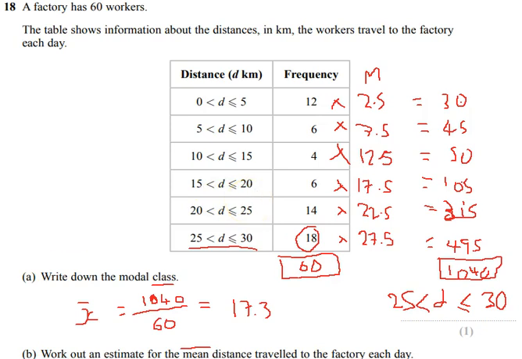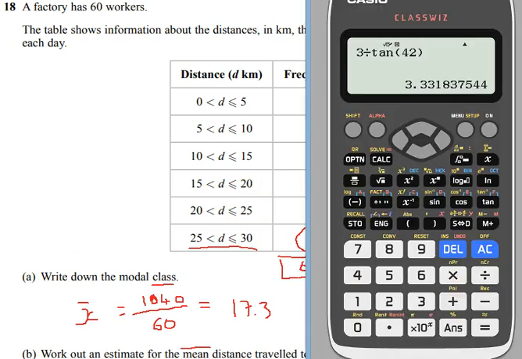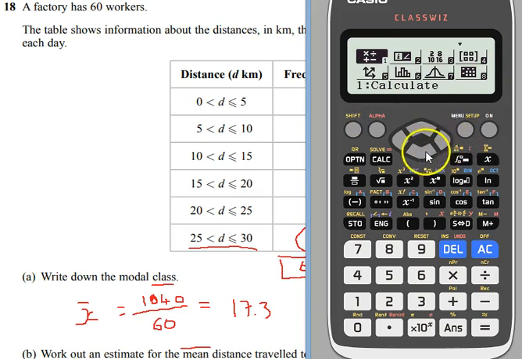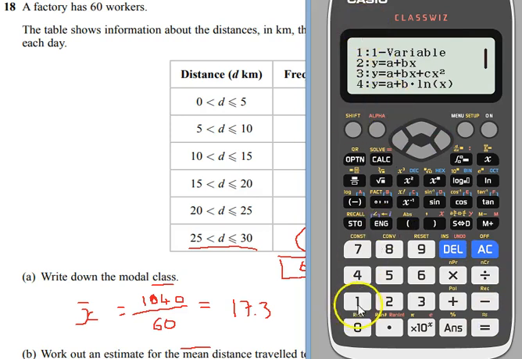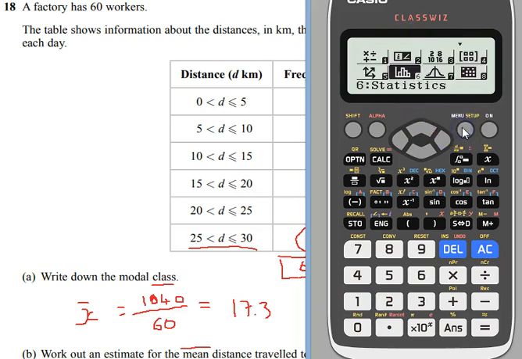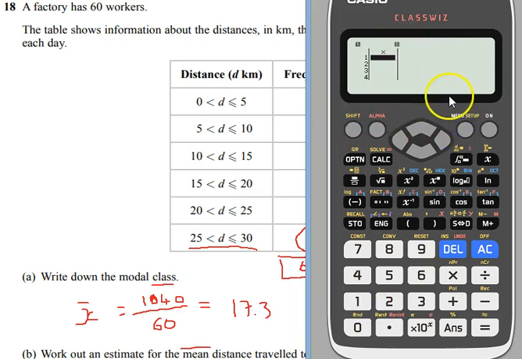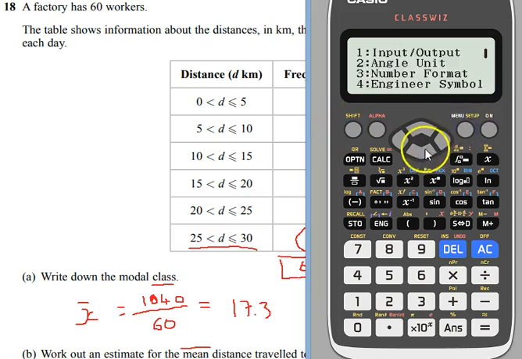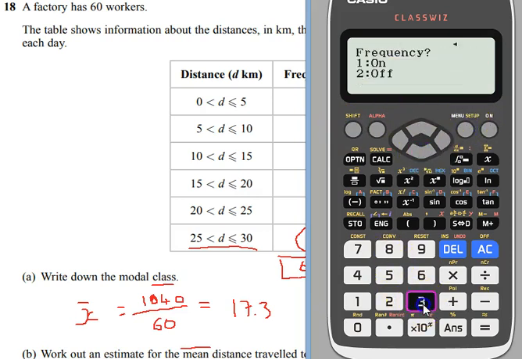We can check this with our calculator. If you have something like Casio, then this is how we can check that. We want to go onto stats mode. There it is. It's one variable. We've only got one variable, distance. And if this comes up with no frequency, then you just need to go Shift, Setup, and go down to the statistics option and just turn frequency on.